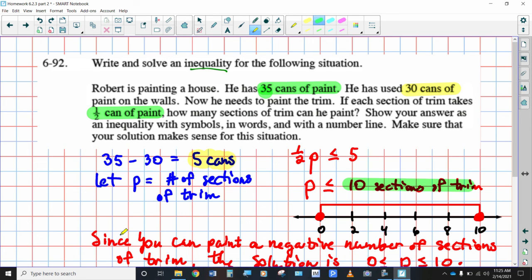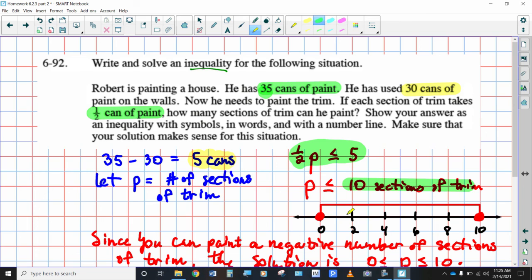Okay, so this technically would be the inequality that you would set up for that. So 1/2 of a can of paint, where P represents the number of sections, and then 5 total cans. And you can't use more than 5 cans because you don't have any more. So you can use less than 5 cans. You could use 4, or you could use 3, or you could use 5, right? So the maximum number of sections of trim would be 10.